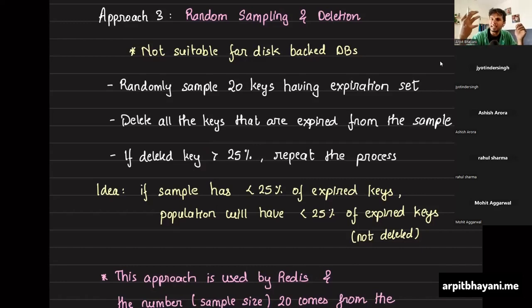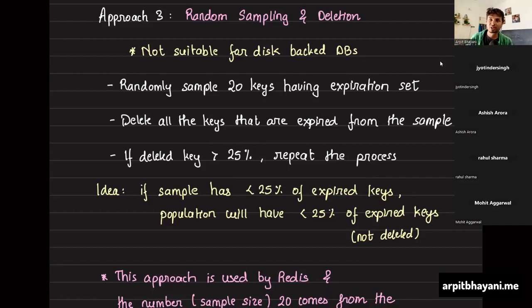So you pick 20 keys at random. If out of these 20 keys, let's say 50% of keys are expired, which means that in your population there would be roughly 50% of keys that are expired, right? So what Redis does is that instead of saying I would go ahead and delete all of them, it takes this sample and sees how many keys in this sample are expired. If it is less than 25, it stops the process. If it is more than 25, it repeats this process continuously.